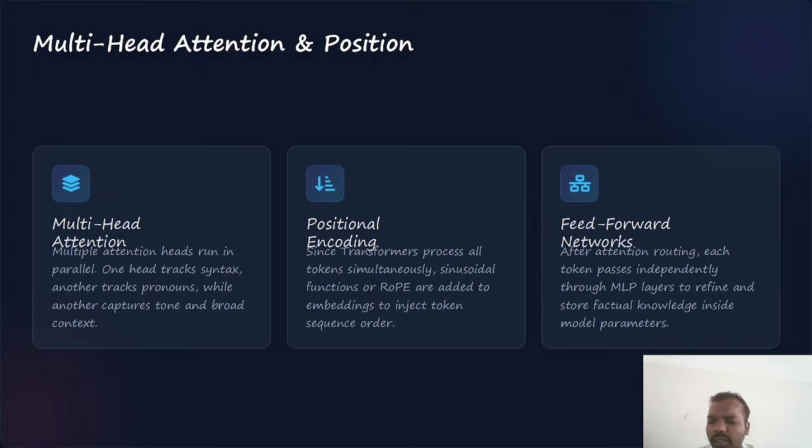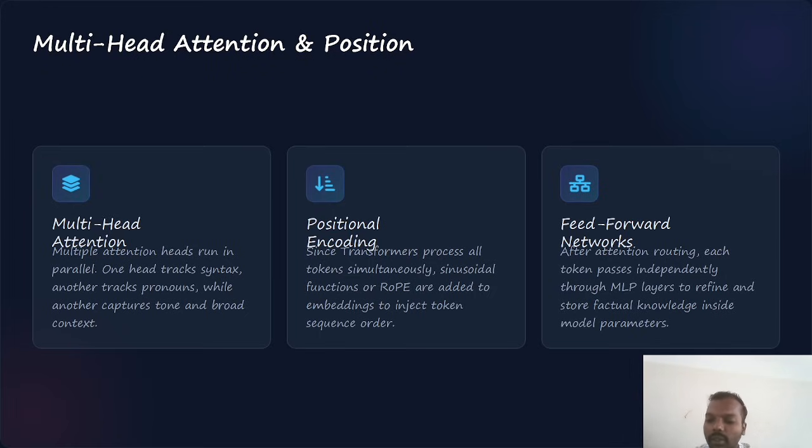Okay, next slide: multi-head attention and positional encoding. To make this even smarter, models use multi-head attention. Instead of calculating attention just once, the model splits into multiple heads running in parallel. One head might focus on grammatical relationships, another on pronouns, and another on overall sentiment.